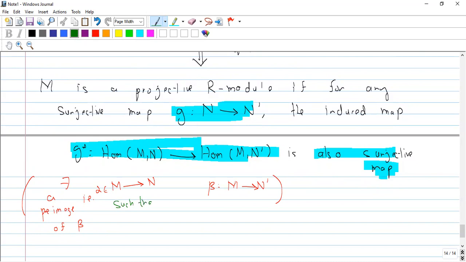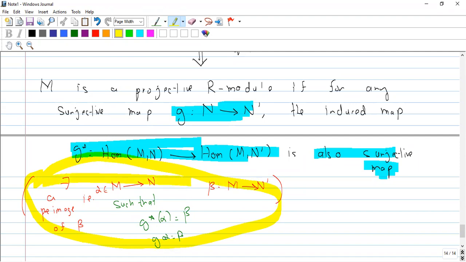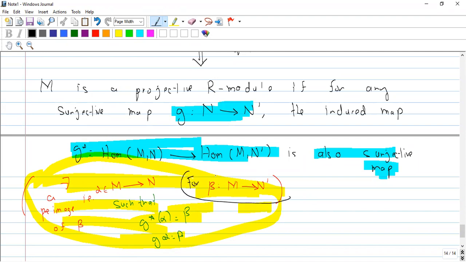Such that G star alpha is equal to beta, or you can say that G composition alpha is equal to beta. So actually this condition, that G star is a surjective map, this surjectivity condition could also be written in this way. That for beta, an element which is here, that is a map from M to N dash, there exists an alpha which is a map from M to N, which is a pre-image of beta. That is, as soon as I take the image of alpha, it is equal to beta, so G composition alpha is equal to beta.